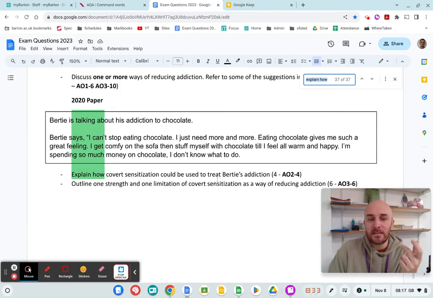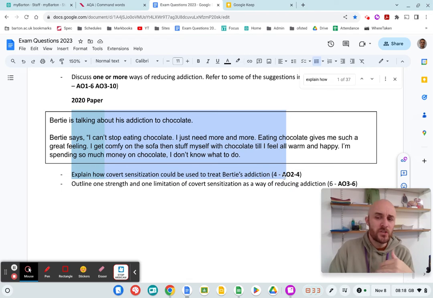Another one here is Bertie, right? Bertie says, I can't stop eating chocolate. He's addicted to chocolate. Fair play, Bertie, right? I thought Bertie would have been addicted to sweets personally, but I just need more and more. Eating chocolate gives me such a great feeling, and so on. And then you've got to say, explain how covert sensitization. Now, it's not all to do with treatments. That's just an easy one to use.